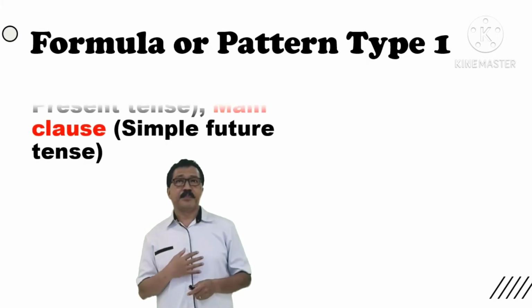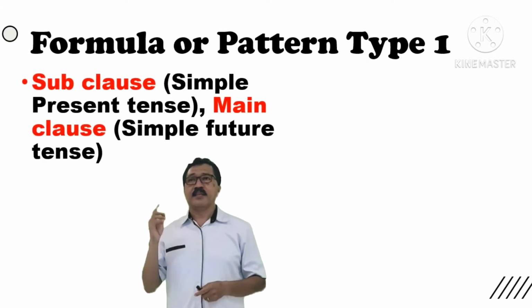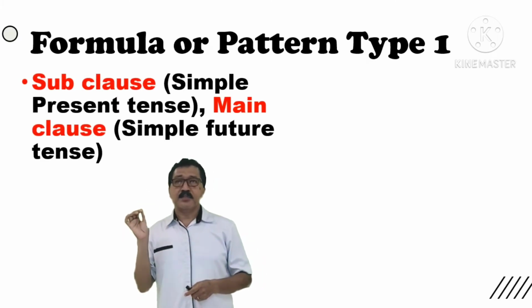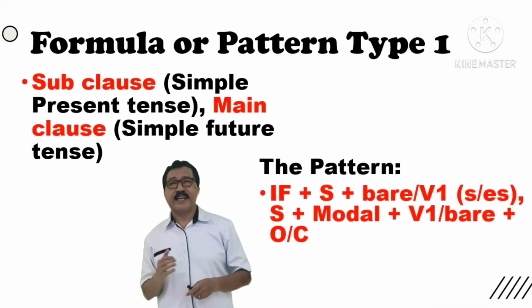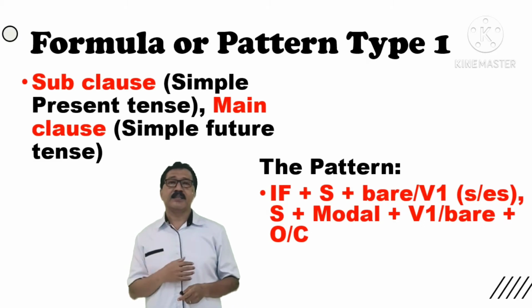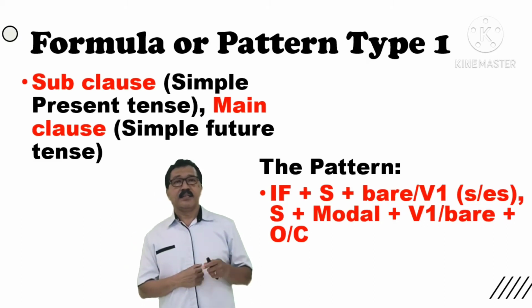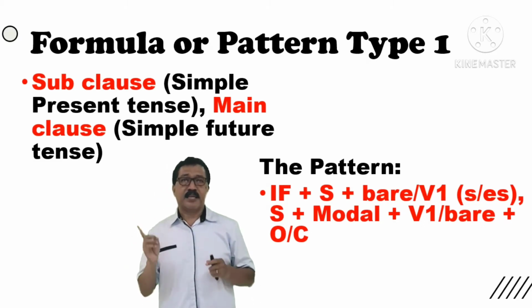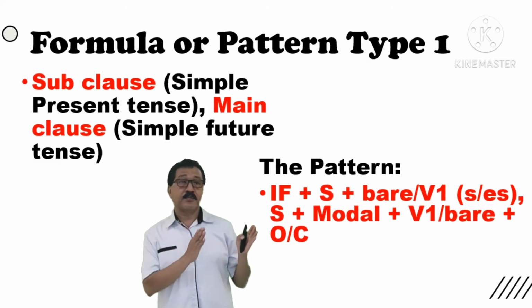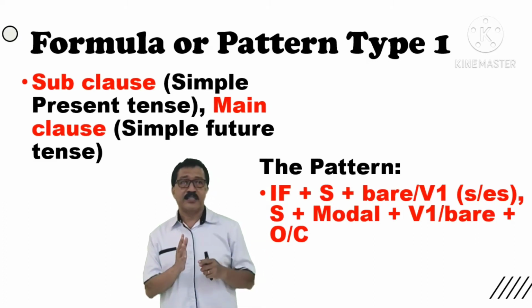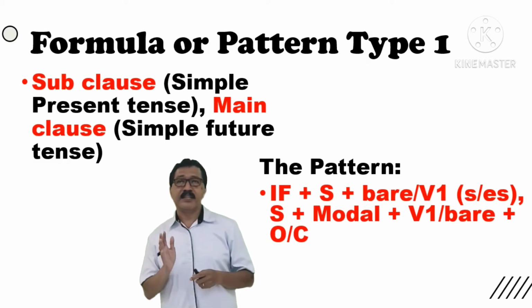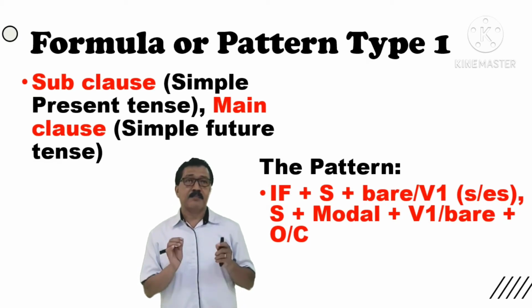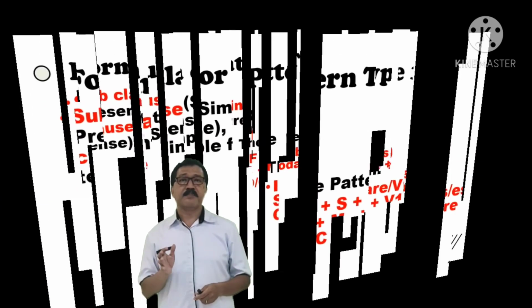So now look at the pattern or formula of type 1. In the subclause, you use simple present tense, and in the main clause you use simple future tense, and this is the complete pattern. If plus subject plus bare infinitive or verb 1, and you put s or es, depending on the subject. And in the main clause you use subject plus modal plus verb 1 or bare infinitive plus object or complement. This is the pattern.